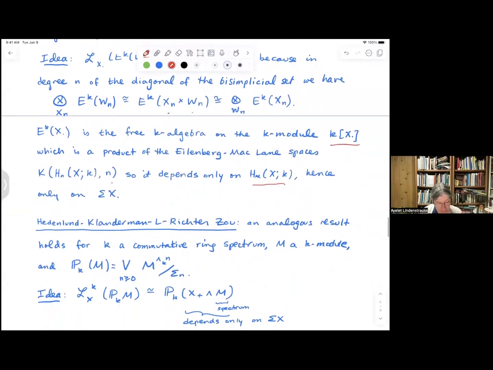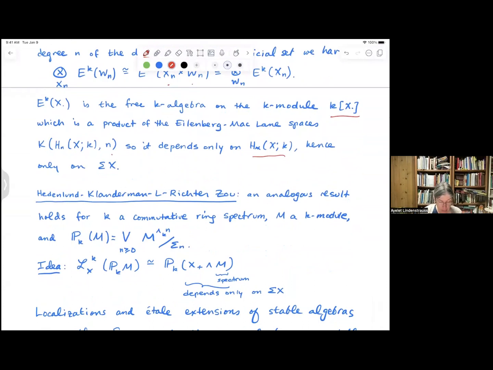And with Alice Hedenlund, Sarah Klanderman, Birgit Richter, and Foling Zhu, we did an analogous result for K a commutative ring spectrum and M a K module and P_K(M), the free K algebra on M. So it's going to look like this join of all these powers modulo the symmetric group. And the point here is that the Loday construction over X of this free guy is like the free guy over X plus smash with M. But of course, this spectrum is the suspension spectrum of X plus smashed with M. So, of course, it depends only on the suspension of X. So again, it's not X that goes into the calculation. We can just have the suspension of X go into the calculation.